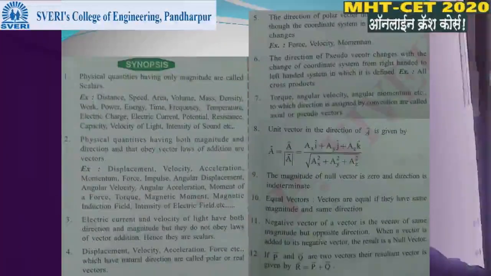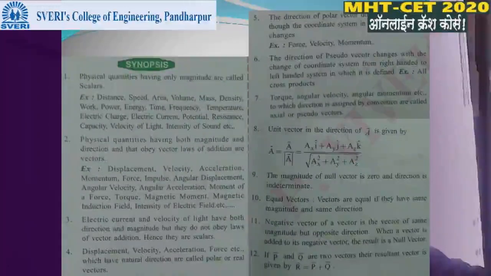If we go to the other side, vectors: in vectors there is both magnitude as well as direction. वेक्टरला तुम्हाला दोन असते, मॅग्निट्यूड असते आणि डायरेक्शन असते. मग त्याचे एक्झाम्पल कोणते कोणते आपण घेऊ शकतो?